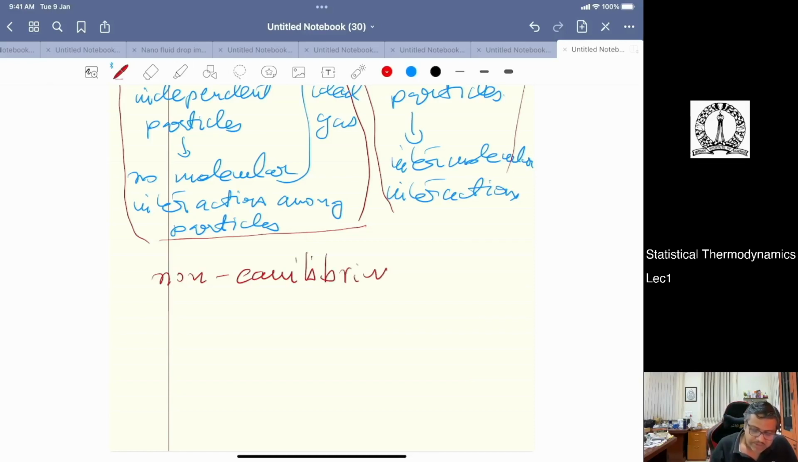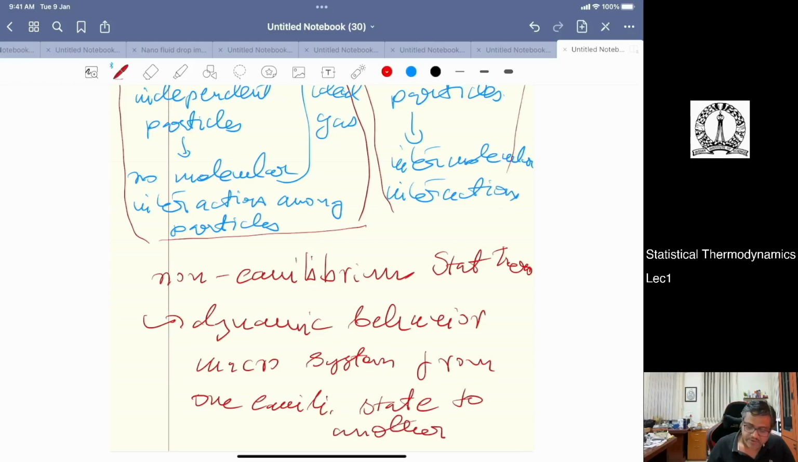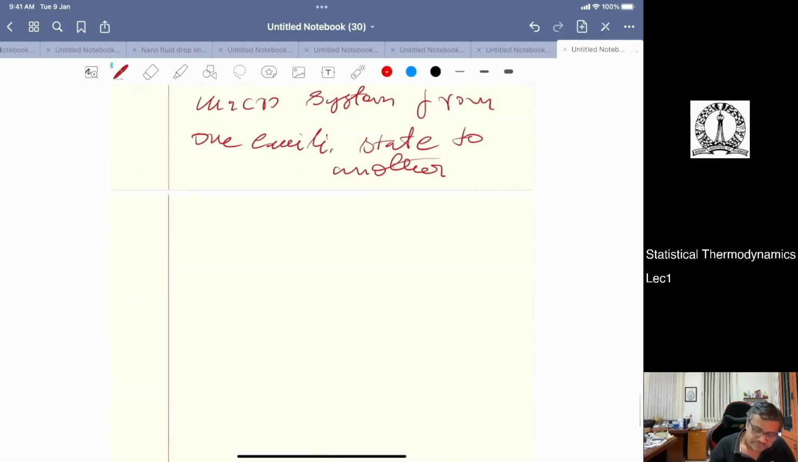Remember the word: non-equilibrium stat thermo. Now this is a little dicey because here we are concerned with the dynamic behavior of a macroscopic system when it goes from one equilibrium state to another. From one equilibrium state to another.